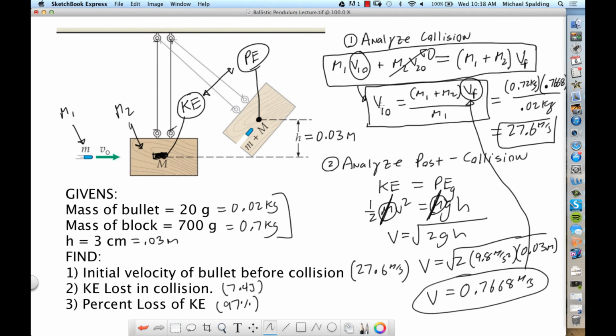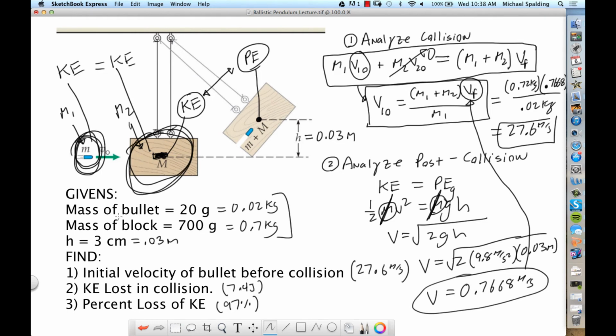The mistake that kids make on the midterm, when I'm actually grading your work, it's a written exam, kids will say this. They're like, okay, the bullet here starts with kinetic energy. And then what do they set that kinetic energy equal to? The kinetic energy after the collision. Can you say that the kinetic energy of the bullet before the collision is equal to the kinetic energy immediately after the collision?